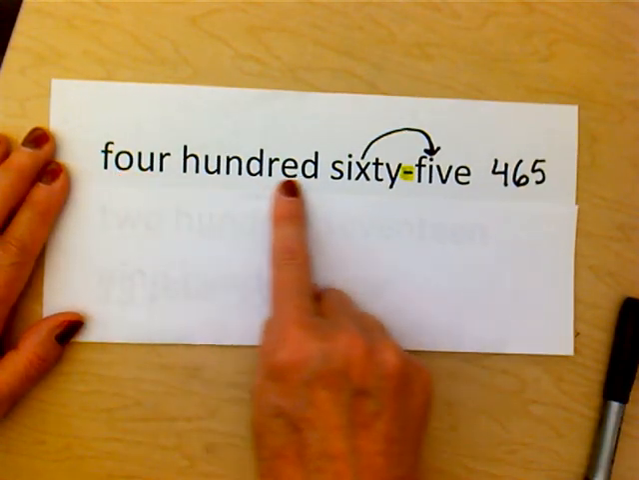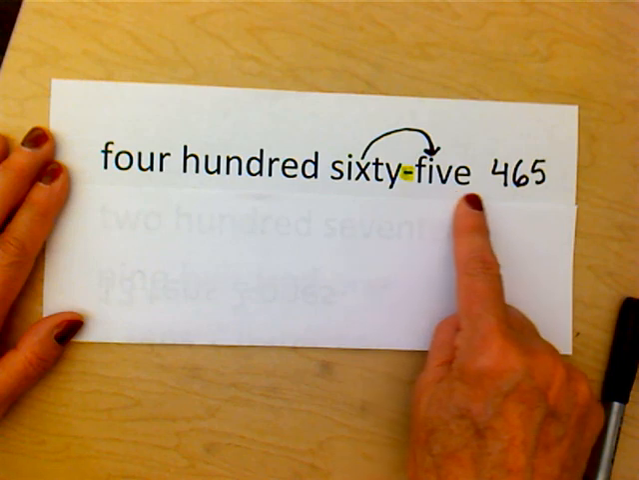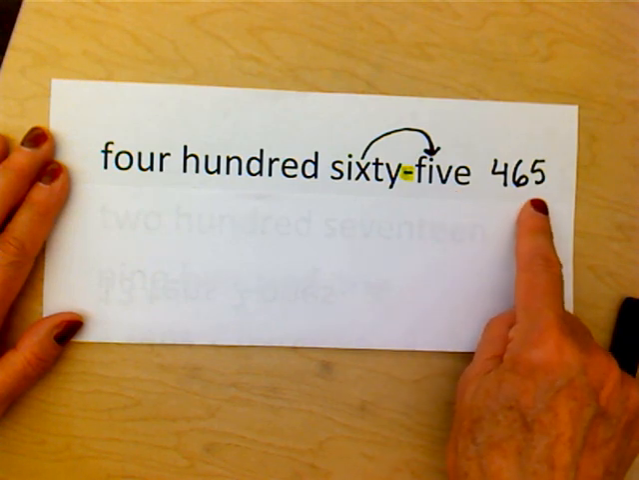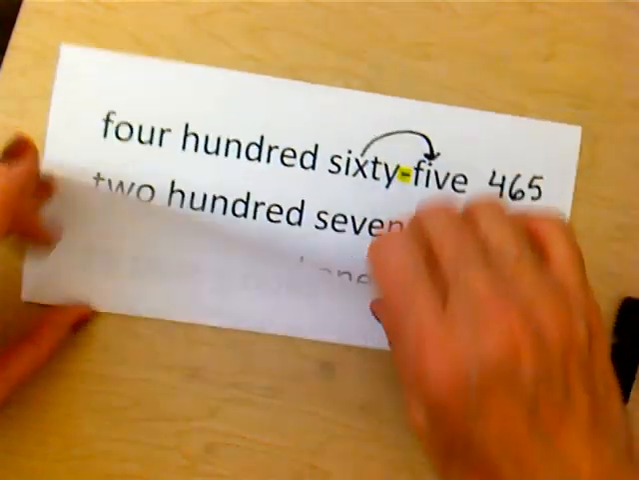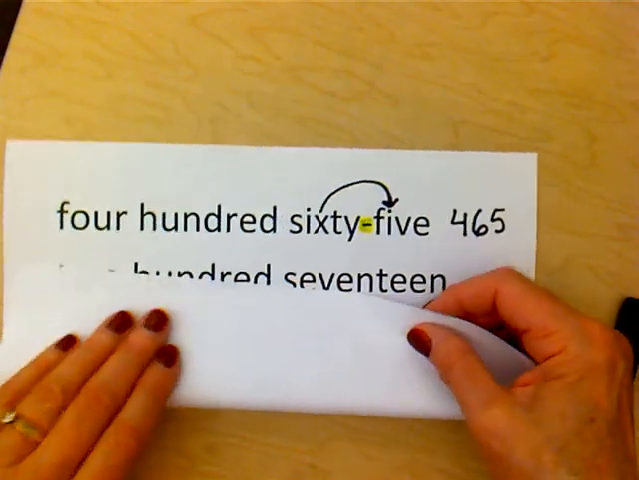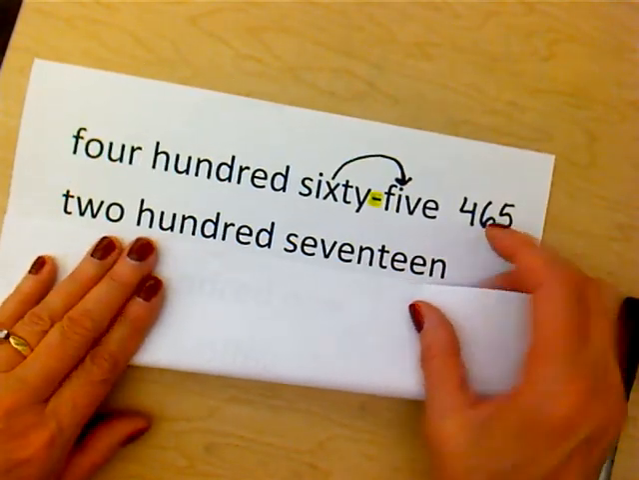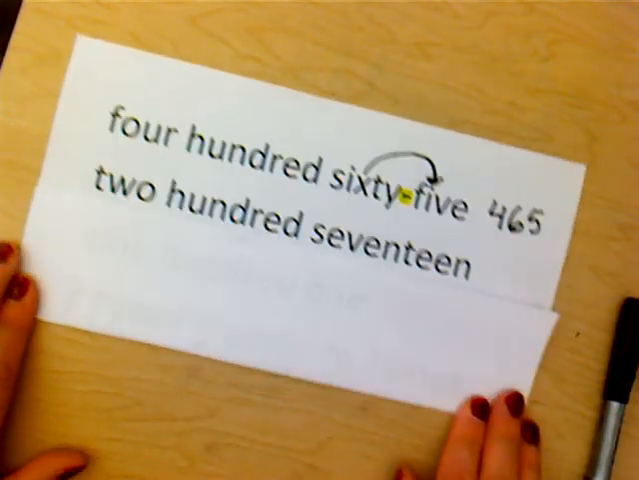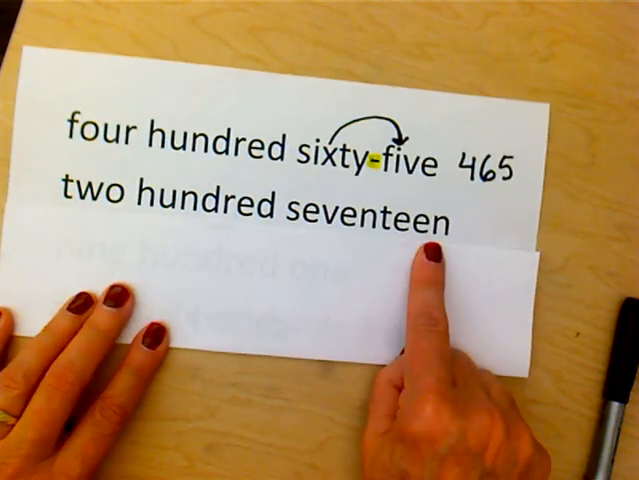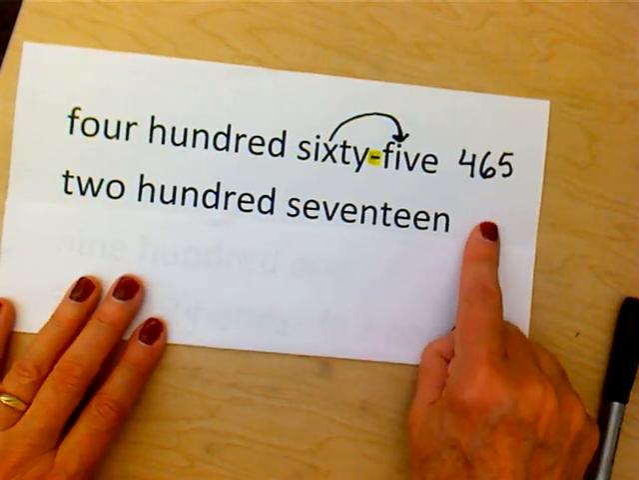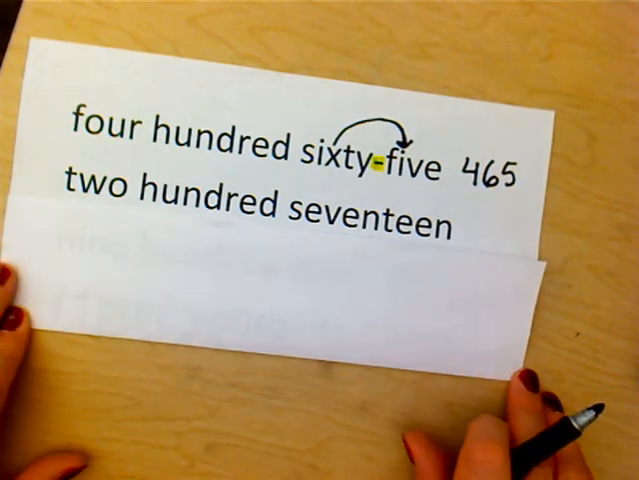So 465 is word form. 465 this way is standard form. Okay, so we're going to move down to the next one while I fold down my paper. All right, so you're going to look at this one and you're going to write what it is off to the side. Ready? Do it now.